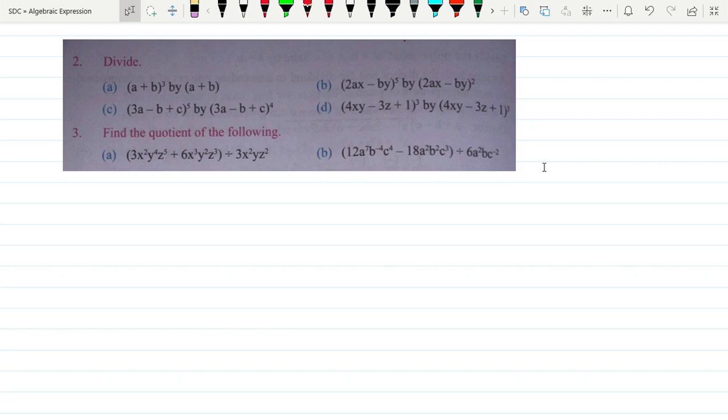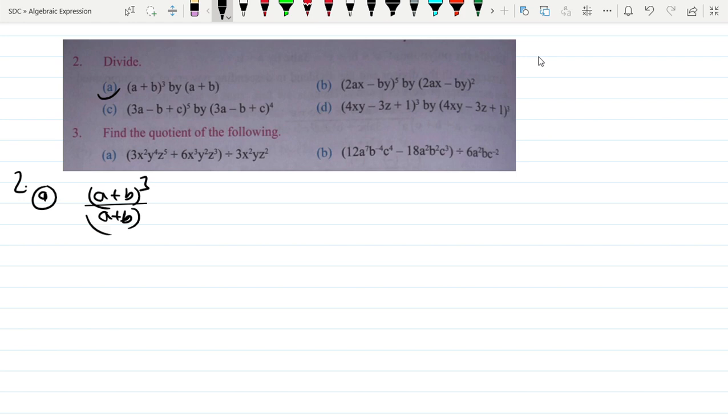Hello dear students, I'm here to help you understand numbers 2 and 3 of exercise 11.3 of the algebraic expressions. So here I start with number 2a. A very easy question. In this number 2a, what do we have? (a plus b) whole cube, which we have to divide by (a plus b).